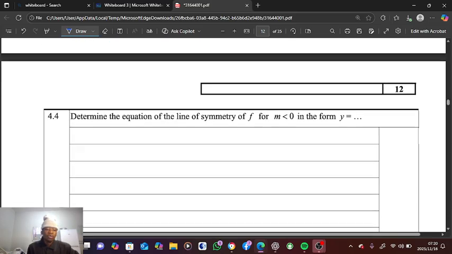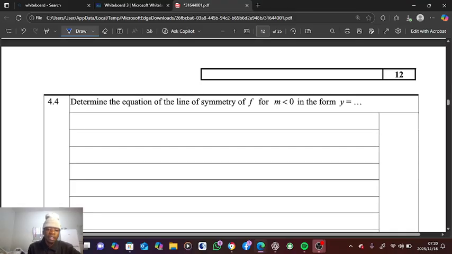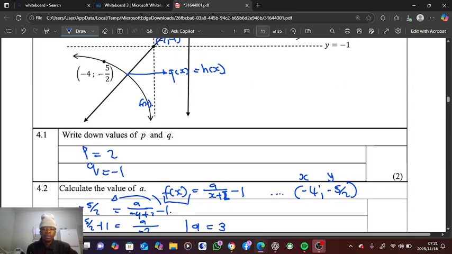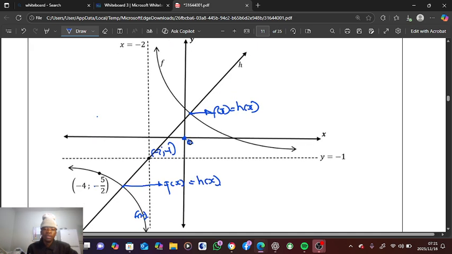So we move to 4.4. It says determine the equation of the line of symmetry for m less than 0 in the form of y equals mx plus c. So they say m is less than 0, simply saying m is negative. So we're going to say y is equal to negative x plus c. So far, if we notice, our line of symmetry here is our graph of h, this is h at x. We notice that it is our axis of symmetry for this graph.